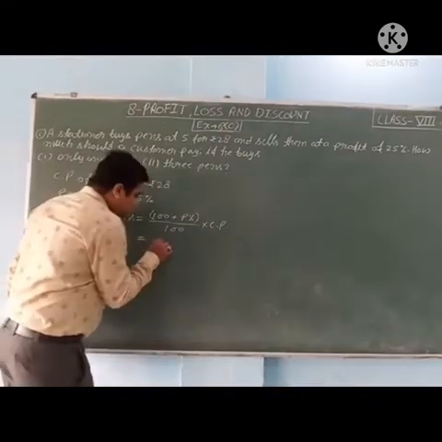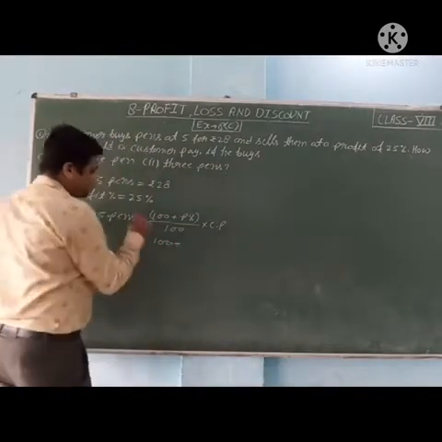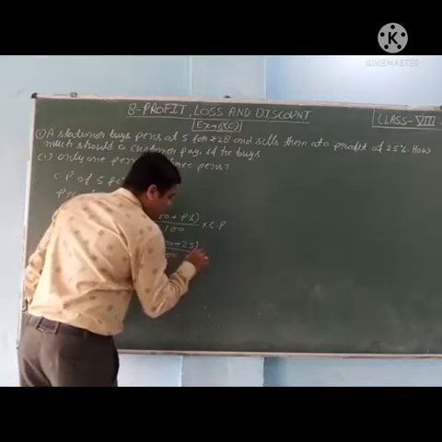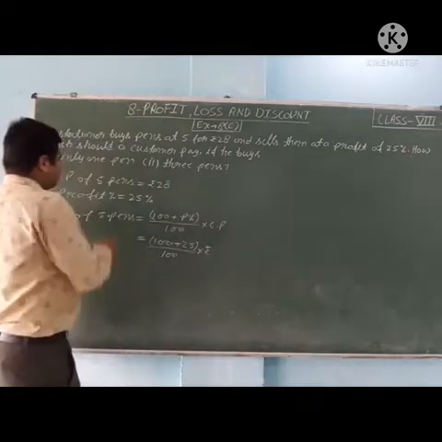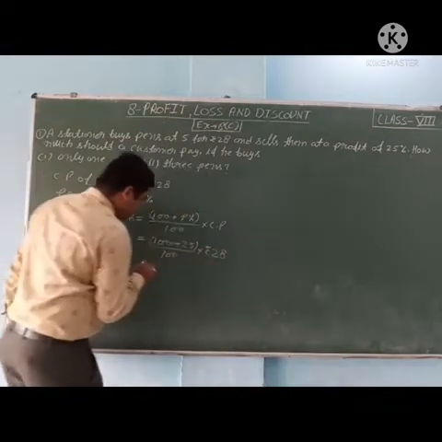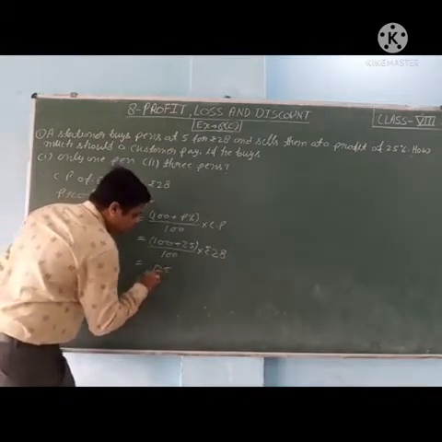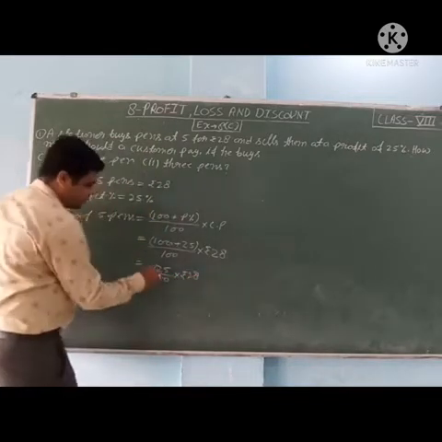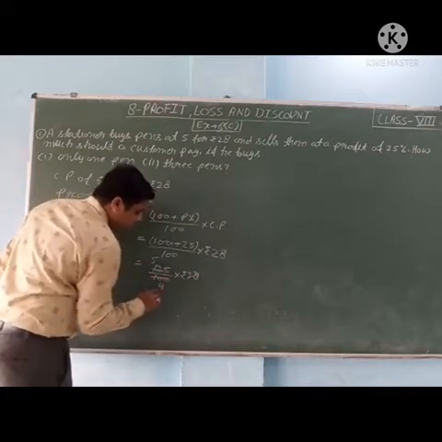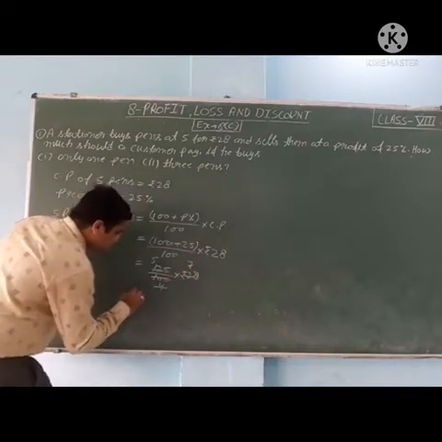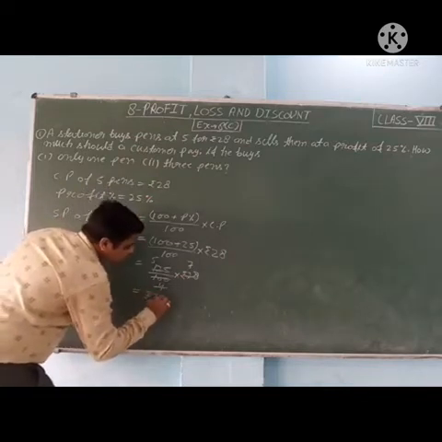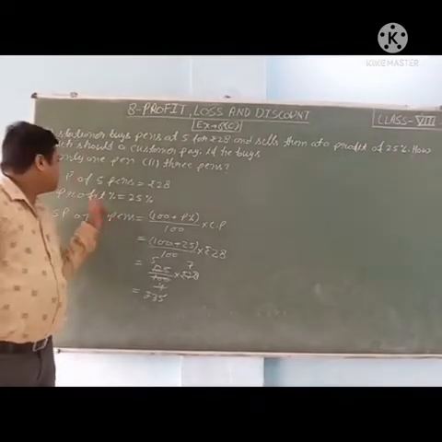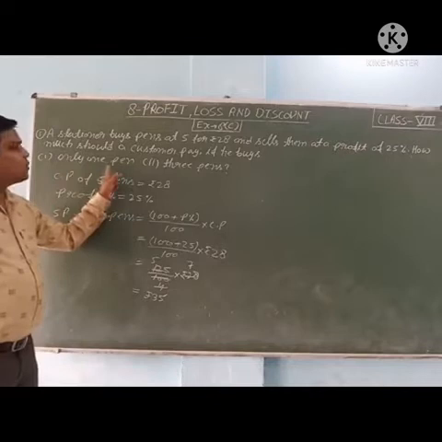So 100 plus how many percent profit? 25%. So 125 upon 100 multiplied by ₹28. So 25 5s are 25, 4, 4 7s are 28, is equal to ₹35. So ₹35 is the selling price of 5 pens, but we have to find the selling price of 1 pen.